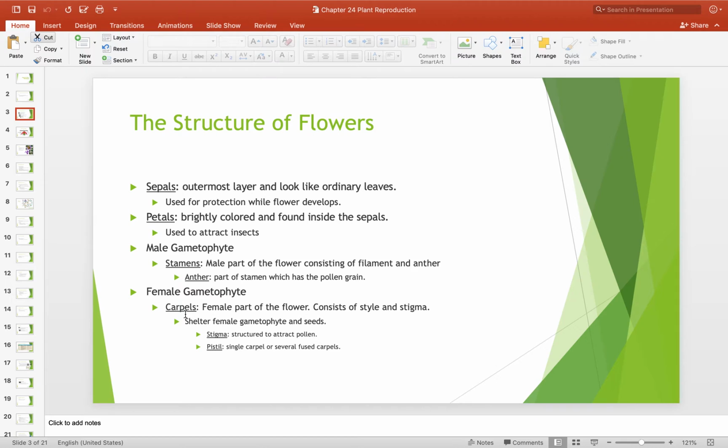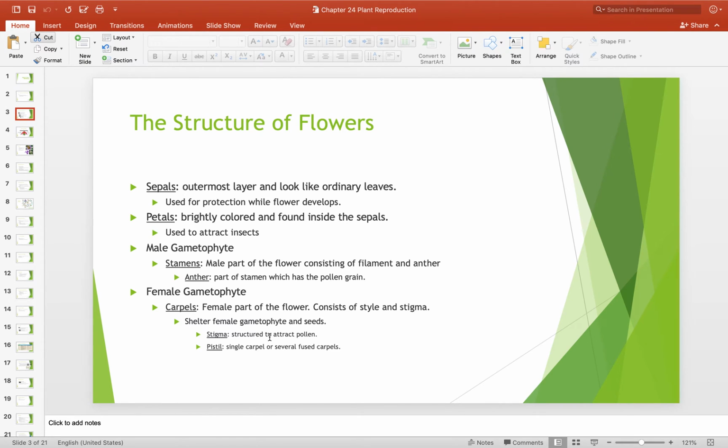The female gametophyte is also going to be two structures. Now it's got two different names, carpels and pistils. They're similar names. They both represent the female gametophyte. The structure is a little bit similar to that of the male gametophyte, but it varies a little bit. It is going to consist of a style and a stigma.